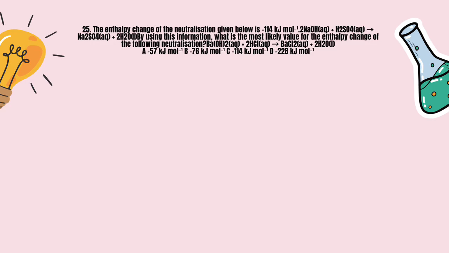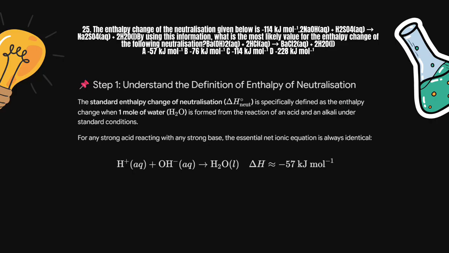We are given the enthalpy change of neutralization for a strong acid and a strong base. Based on this information, we need to find the enthalpy change for a second reaction. Let's look at the rules. Step 1. Understand the definition of enthalpy of neutralization. The standard enthalpy change of neutralization is defined for the formation of 1 mole of liquid water for any strong acid reacting with any strong base. The net ionic equation is always identical.